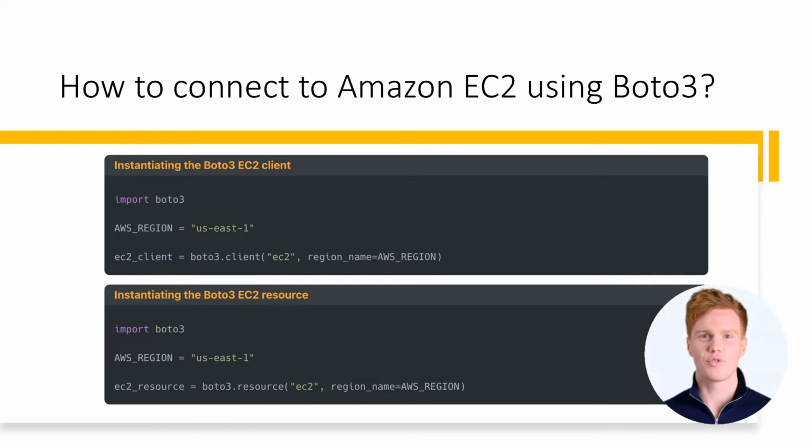The client allows you to access the low-level API data. By using the client, you're getting API response in the form of the JSON structure. And the resource allows you to use AWS services in a higher-level object-oriented way. For example, to get volume information, you need to access volume class attributes. We already covered this topic in depth in the quick intro to Boto3 clients and resources video, so we'll not stay here for a long time. Here's an example of instantiating the EC2 client and resource.